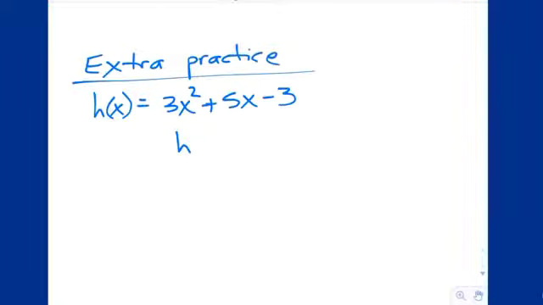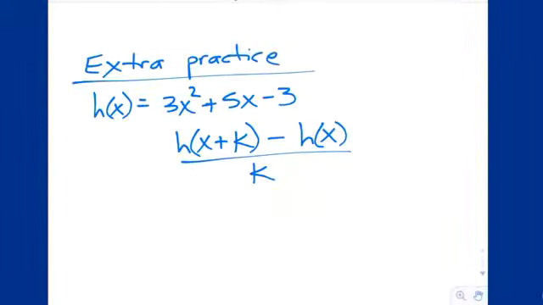I want you to set up h of x plus k minus h of x all over k. So I changed some of the variables, right? Instead of f of x, we're using h of x. And instead of using h, or like p in the worksheet, I just chose k. K is some constant. But this should set up and work out the exact same way. So go ahead and do that, set it up, evaluate it, and get down to your final answer.